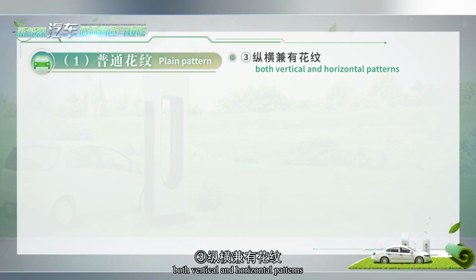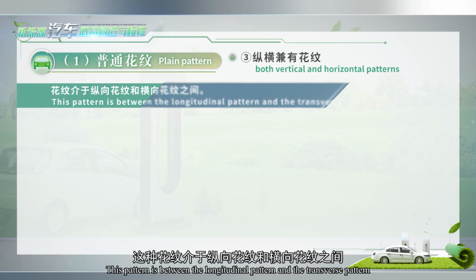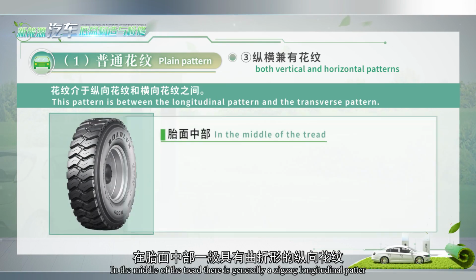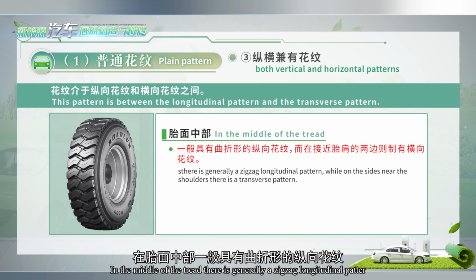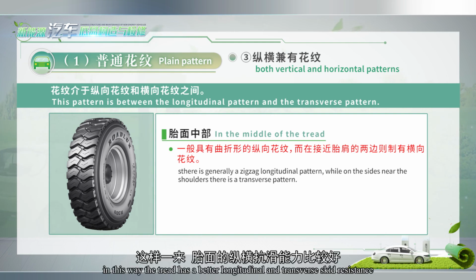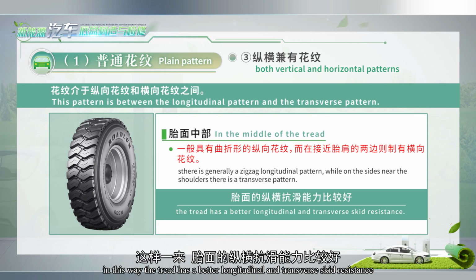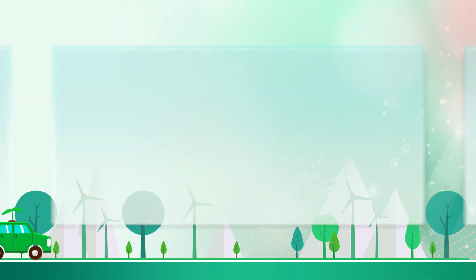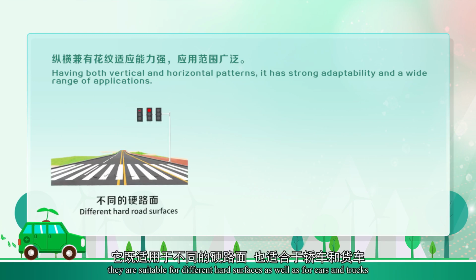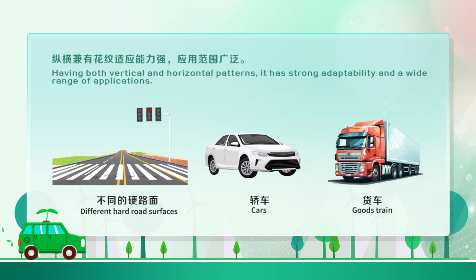Both longitudinal and transverse patterns. This pattern is between the longitudinal pattern and the transverse pattern. In the middle of the tread, there is generally a zigzag longitudinal pattern, while on the sides near the shoulders, there is a transverse pattern. In this way, the tread has better longitudinal and transverse skid resistance. Therefore, tires with this form of tread have high adaptability and a wide range of applications. They are suitable for different hard surfaces as well as for cars and trucks.